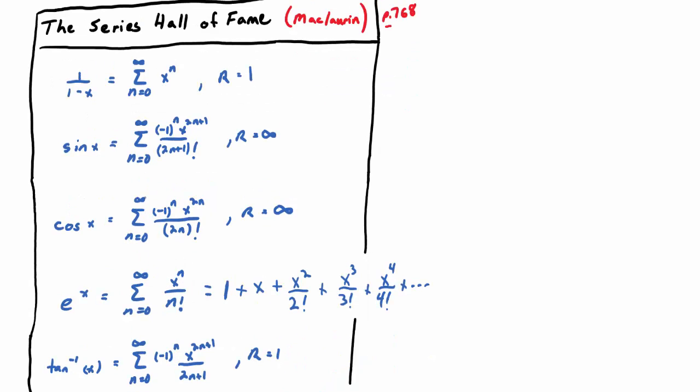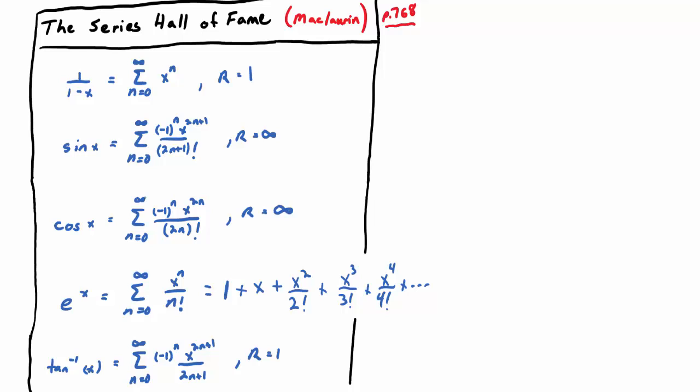It's in your book. I believe the page number's right. You can check me on that. So the Series Hall of Fame, some of them you already know about. 1 over 1 minus x is the sum from n equals 0 to infinity of x to the n. And of course, r, the radius of convergence, is 1. And the interval of convergence is just from -1 to 1, right? So that's what you already know about geometric series. Of course, that should be in the Hall of Fame, right?